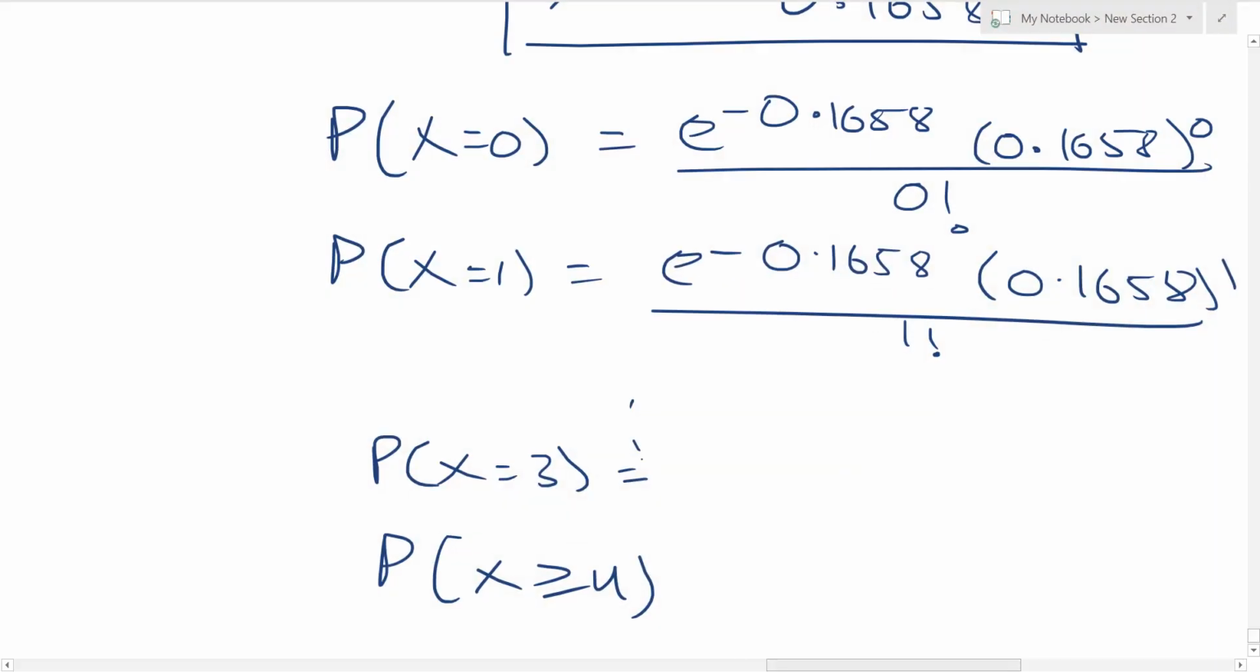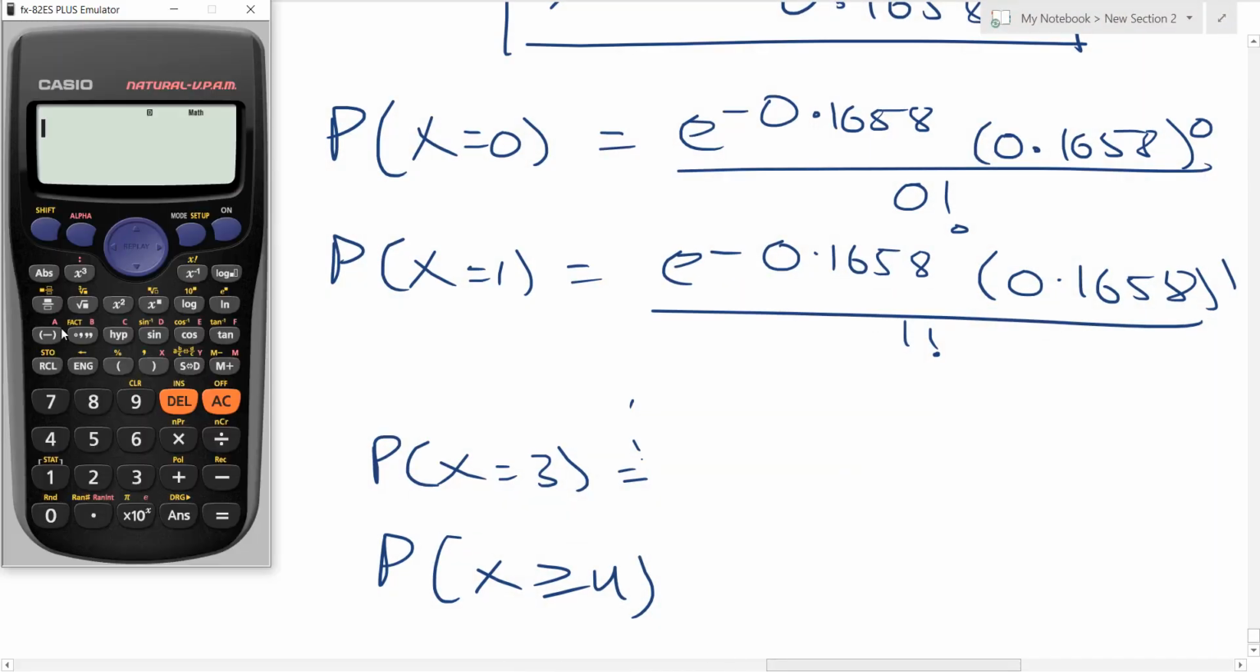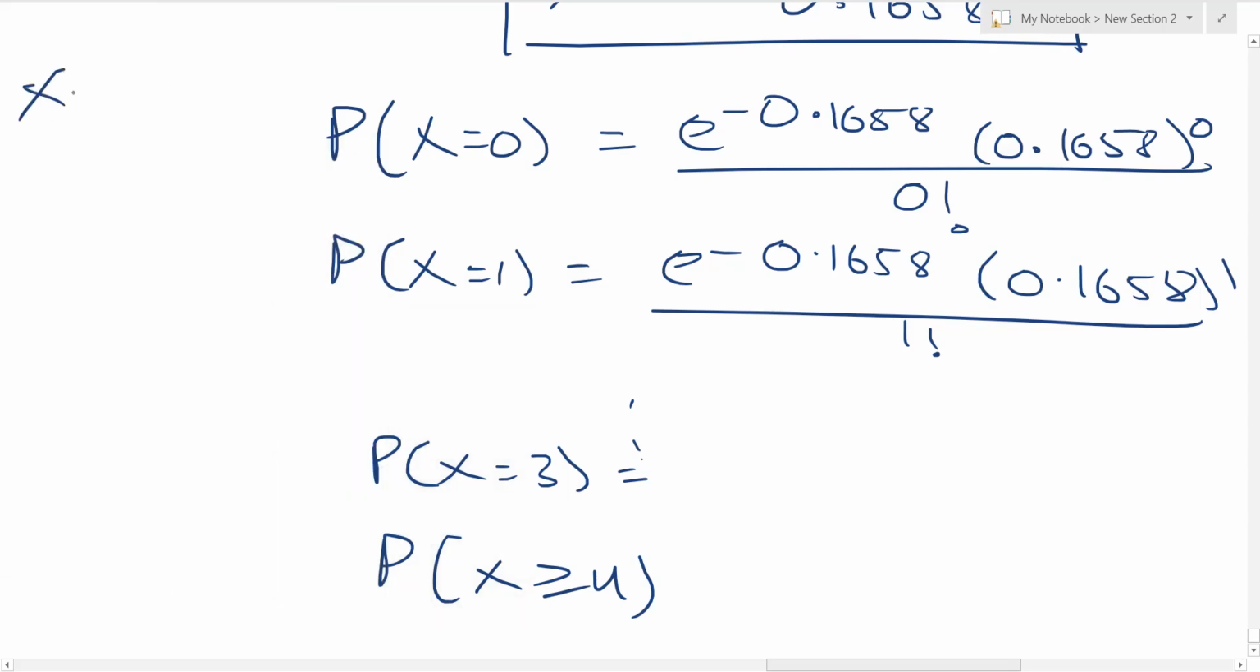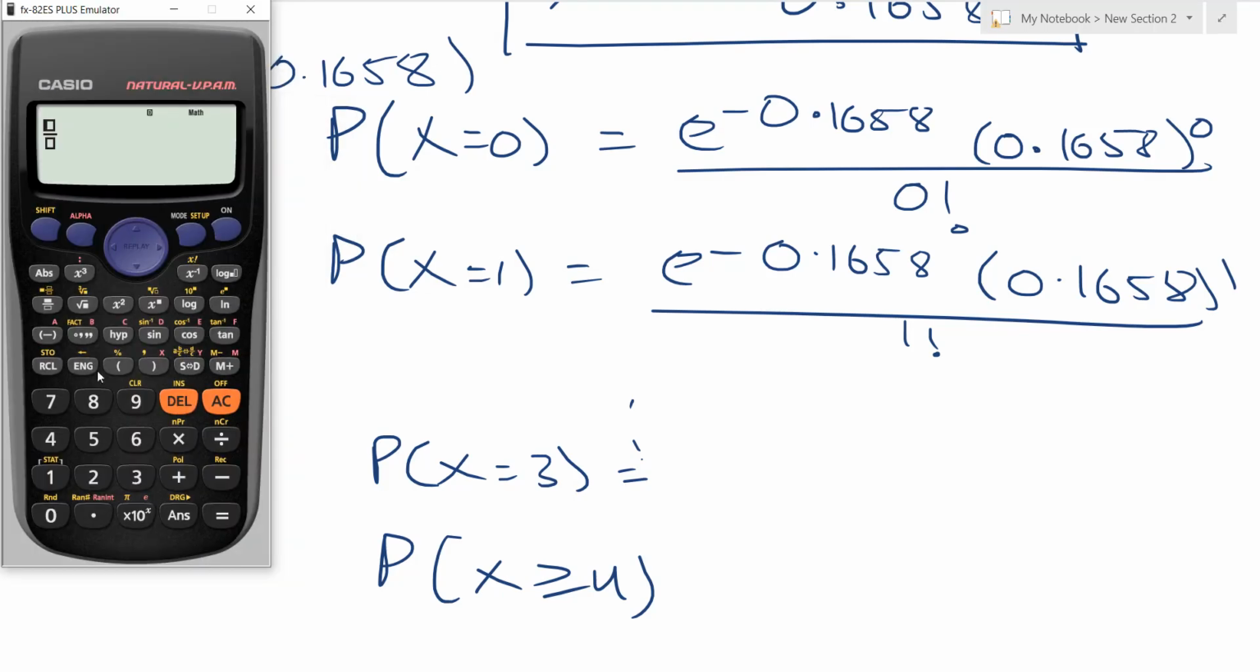Okay, this is my calculator. The best way to do this is to write this equation, taking this value which keeps changing: 0, 1, 2, 3, 4. This is the PDF of the Poisson distribution. That is what I've done here. To find the probabilities, I've used the Poisson distribution because x follows Poisson with lambda 0.1658. So these are the probabilities that I need to find. How will I do that?